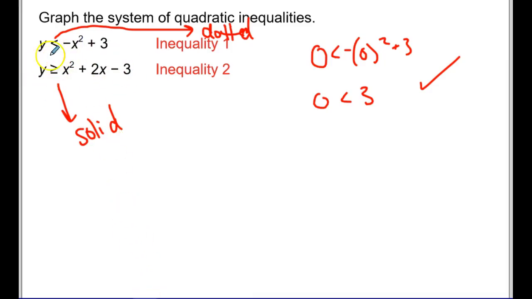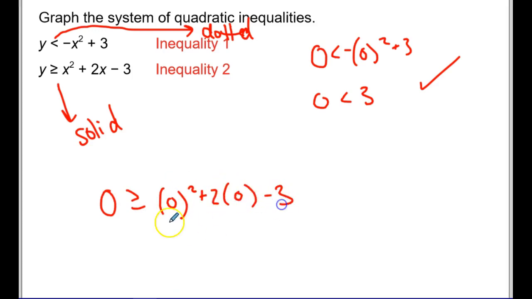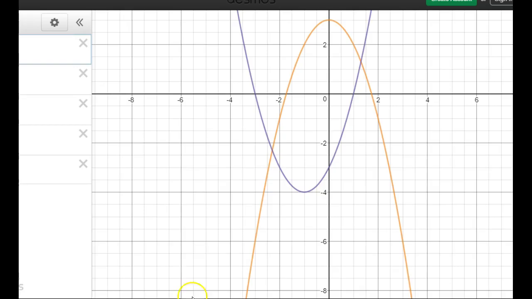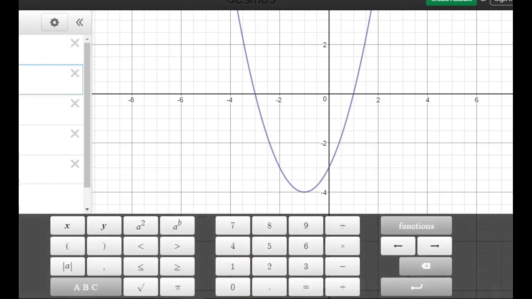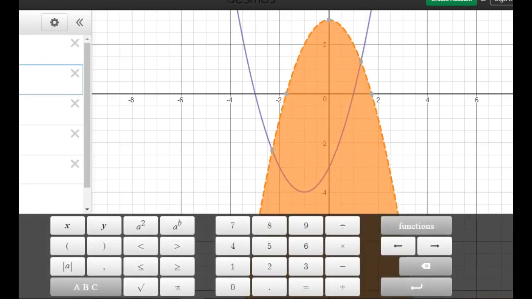So now let's try the origin for the second equation as well. So 0 is greater than or equal to 0 squared plus 2 times 0 minus 3. Well, this is 0 and this is 0, so 0 is greater than or equal to negative 3. That is also true. So looking at the purple graph, the origin is also inside the parabola, so I would also shade inside the parabola. Okay, so let me go ahead and fix what we were looking at.